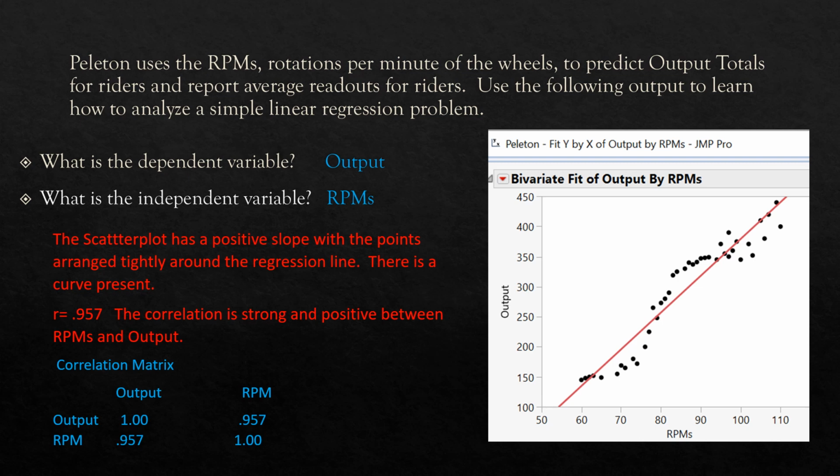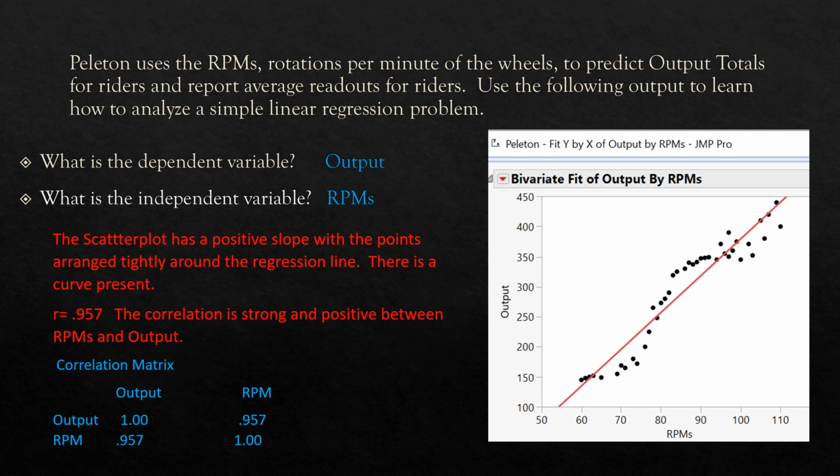Typically, we start with a scatter plot and we ask ourselves, what is the dependent variable that I want to predict? That's going to be output on the y-axis. What is the independent variable? That will be RPMs located on the x-axis.